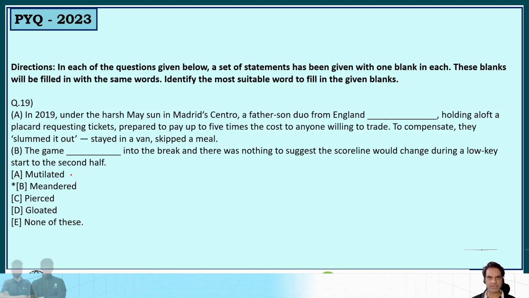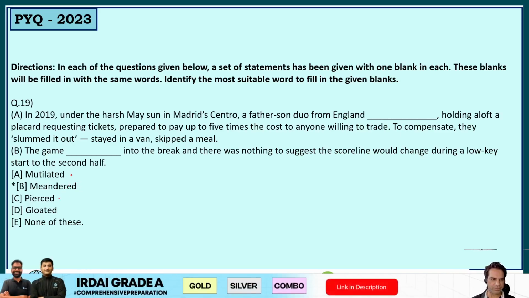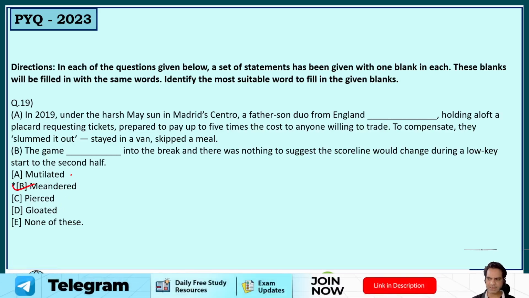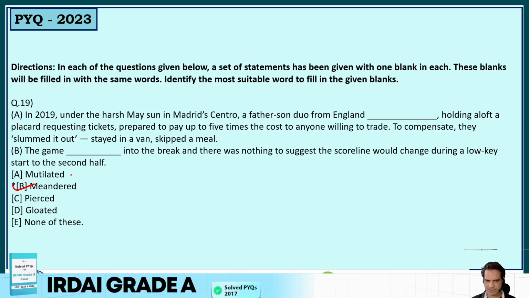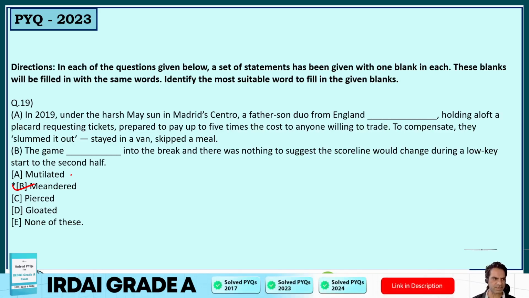So they mutilated? Mutilated is to cut the body. Meandered, to roam around. Pierced, that means to go through. Gloated, that means to show off. So meandered, so they roamed around. So the game meandered into, so it diverged into a break. So yes, option B is correct.